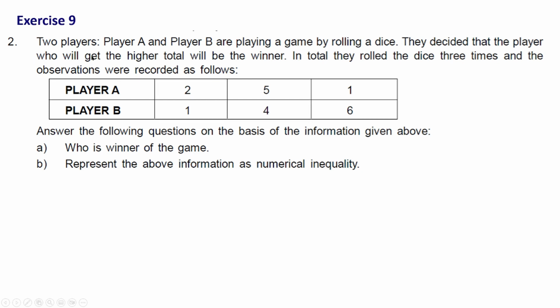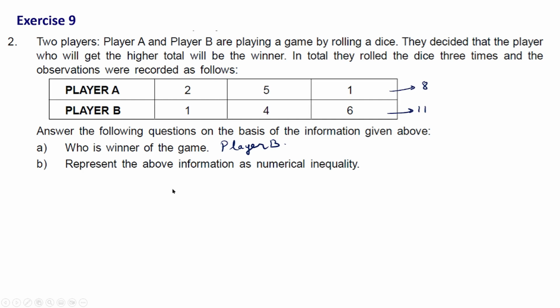Next question. Two players, player A and B, are playing a game by rolling a dice. They decided that the player who gets the higher total will be the winner. In total, they roll the dice 3 times and the observations are recorded as follows. Now we have to answer these questions. These are the points obtained by each player for each throw of a die. They threw 3 times. Who is the winner of the game? Here the total points scored by player A is 8 and by player B is 11. So the winner of the game is player B.